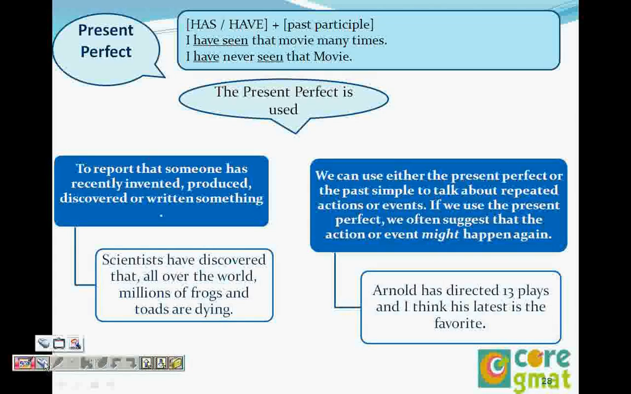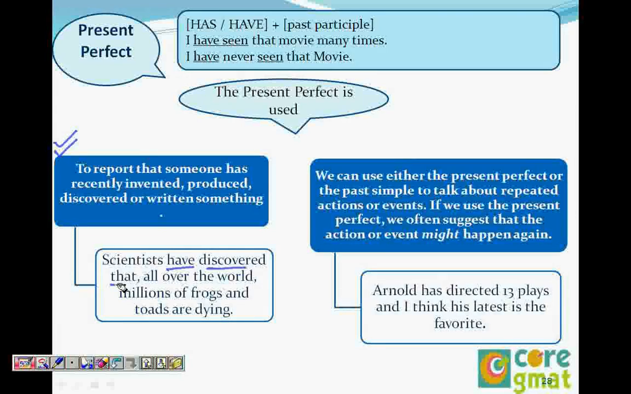We also use present perfect to report that someone has recently invented or produced or discovered or written something. Like when we did past simple, we said someone invented or discovered something in the past. So the craftsman invented paper and printing. But this time we're talking about recent. So scientists have discovered that all over the world millions of frogs and toads are dying.